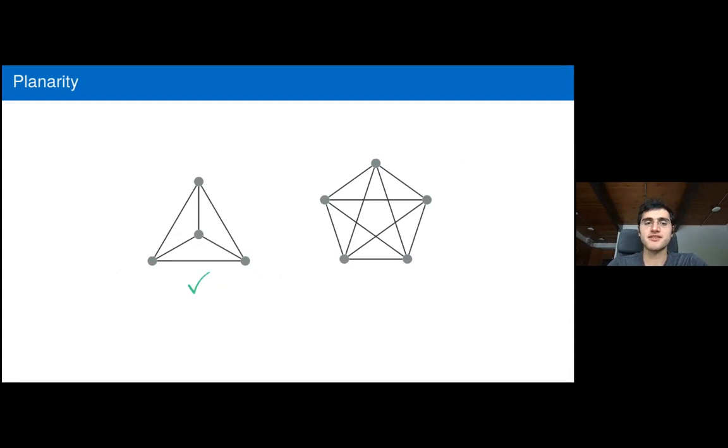I assume all of you already know what a planar graph is. It's a graph that you can draw on the plane in a way so that no two edges cross each other. The graph on the left is planar, while it is well known that the graph on the right isn't.